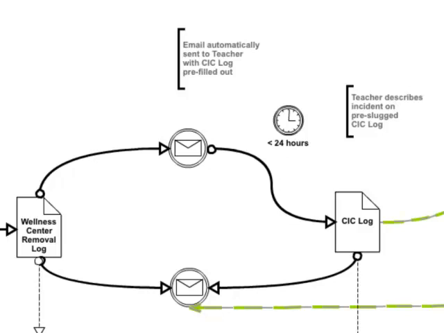And that email is going to contain a link to a pre-slugged form. So the follow-up that needs to occur, where the teacher needs to write up exactly what happened in the incident, is going to be something that the teacher is asked to do after the fact, in a Google form. And by pre-slugged, what I mean is that the value for the student name and certain other fields are going to be automatically filled in the link. So it'll make it easier for the teacher to fill that out.